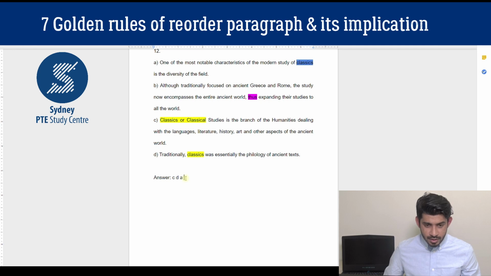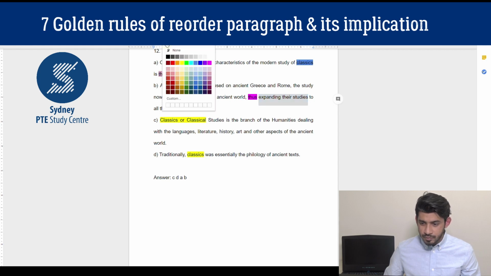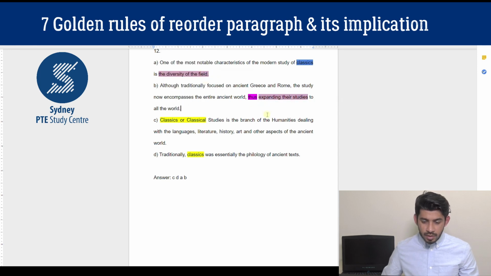The only sentence left out is B, and there is also a concluding remark here. Actually, there is another clue. Look at this clue: diversity of the field and expanding their studies. So there is one more word clue here. You can highlight that in, let's say, light pink. Expansion and diversity are similar types of words, so you can just add them as a pair. All right, so my answer is C, D, A, B.